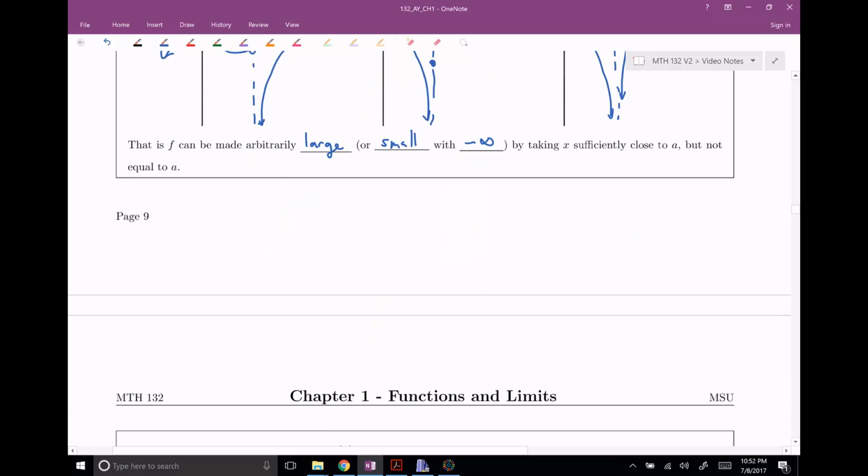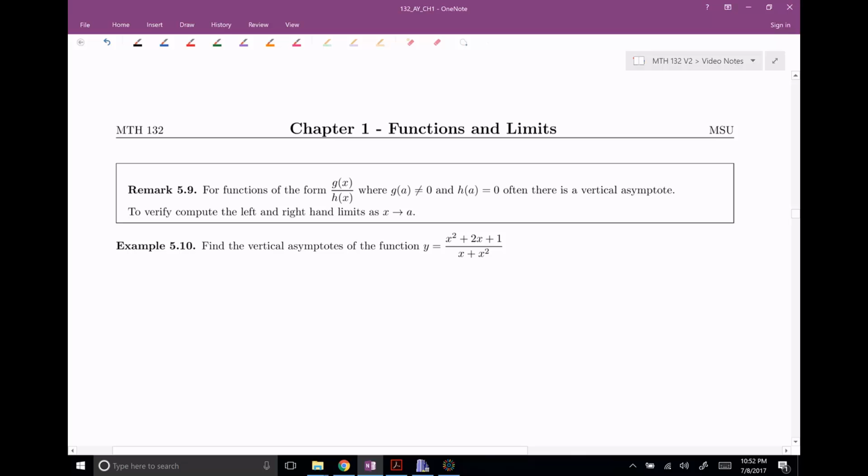So how do we find them? That's what this remark right here is for. How do we find vertical asymptotes? Well, for functions where we have a numerator and a denominator, the claim is if the numerator is not equal to 0 and the denominator is equal to 0, then we're probably going to get a vertical asymptote, especially in this class. So to verify, we should compute left and right hand limits as x approaches a.